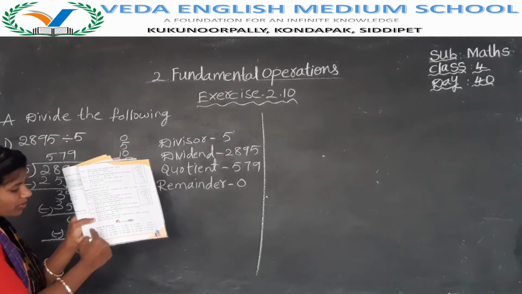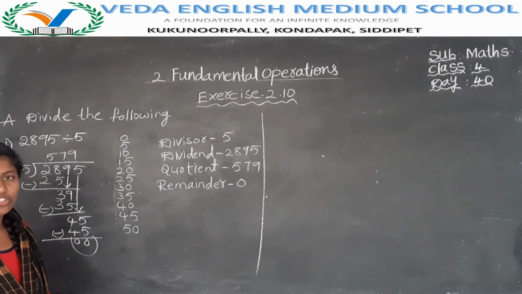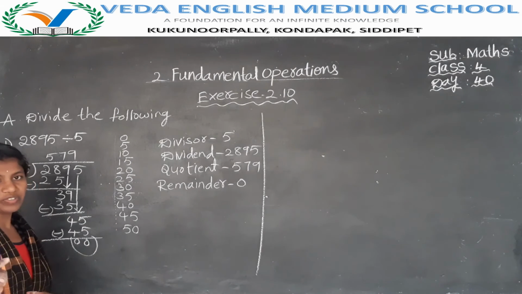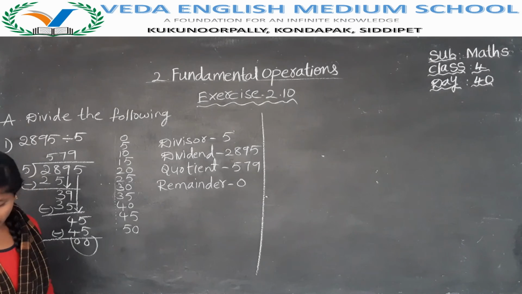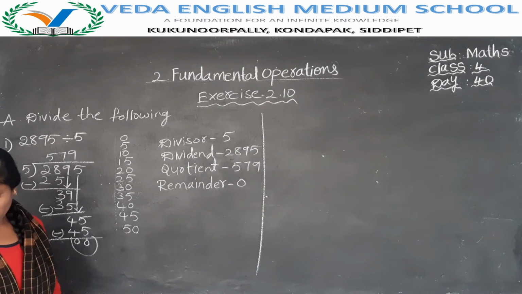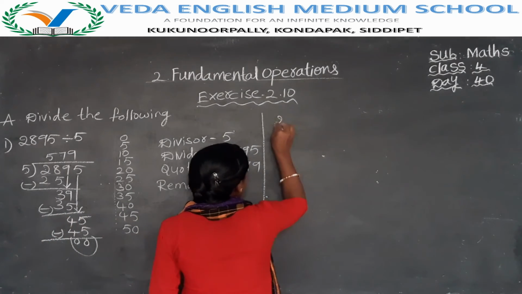After completion of the first problem, you have to draw a line and find the solution for the next problem. I think in each page, two problems is sufficient. In each page, you have to write only two problems. First problem has completed. Next, second question, 6436 divided by 6.